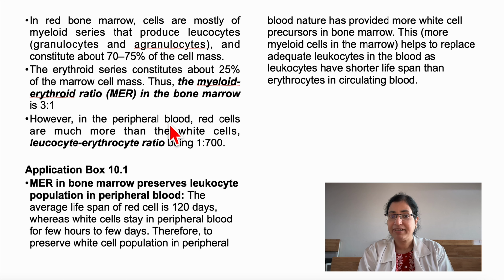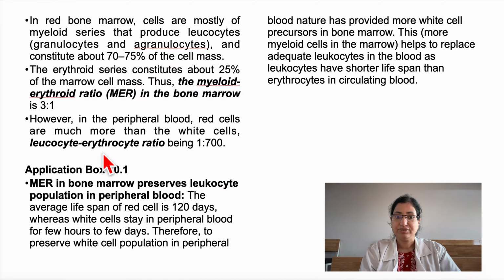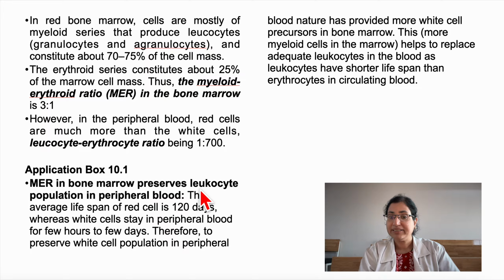However, in the peripheral blood, red cells are much more than the white cells. In the blood, the red cells, they are in the millions, and the white cells, they are in thousands. Leukocyte erythrocyte ratio is 1:700. So for every 1 WBC, there are 700 RBCs. So this is a very important thing. So application box, what is the importance? See, this myeloid erythroid ratio in bone marrow preserves leukocyte population in the peripheral blood.